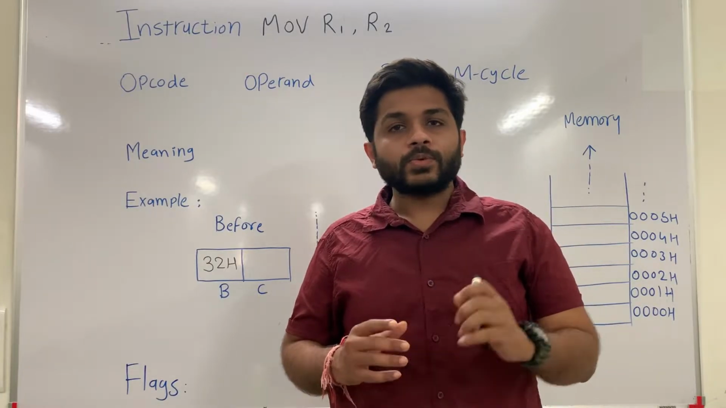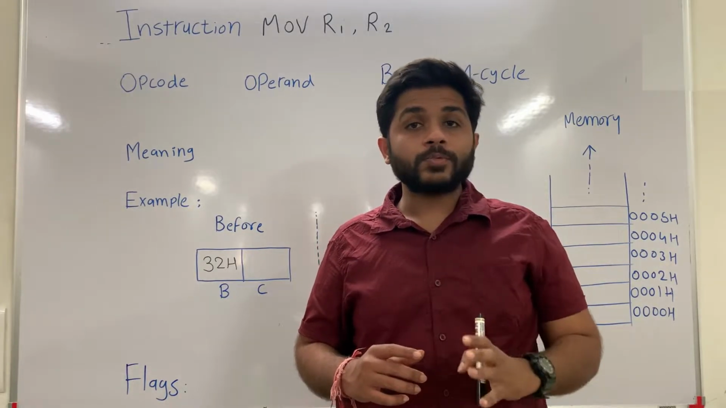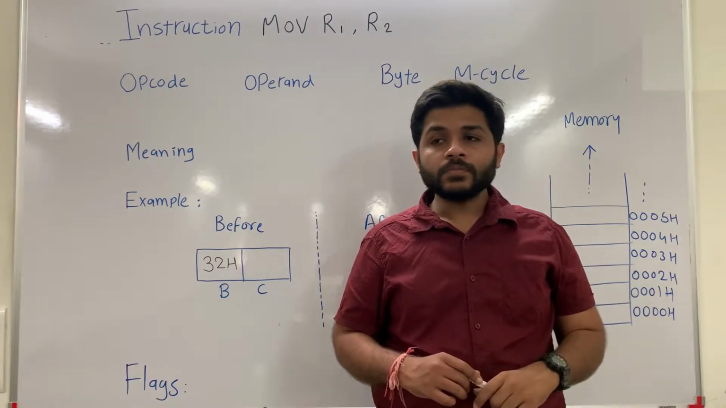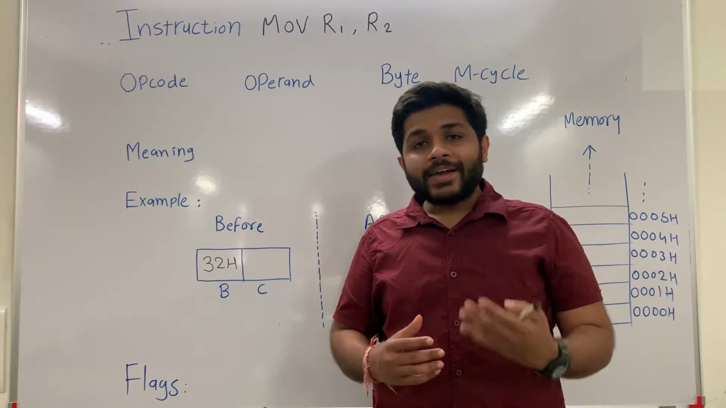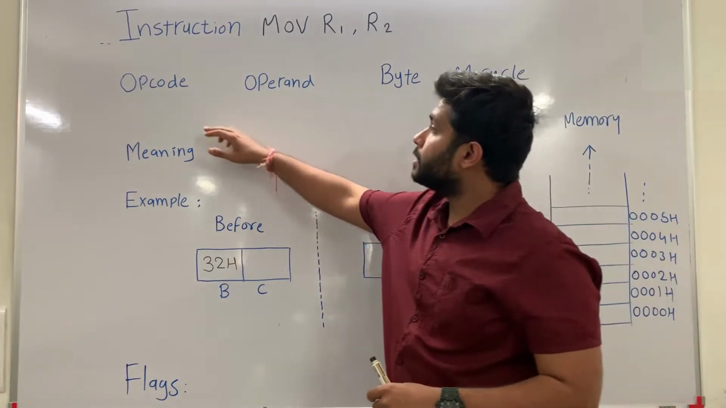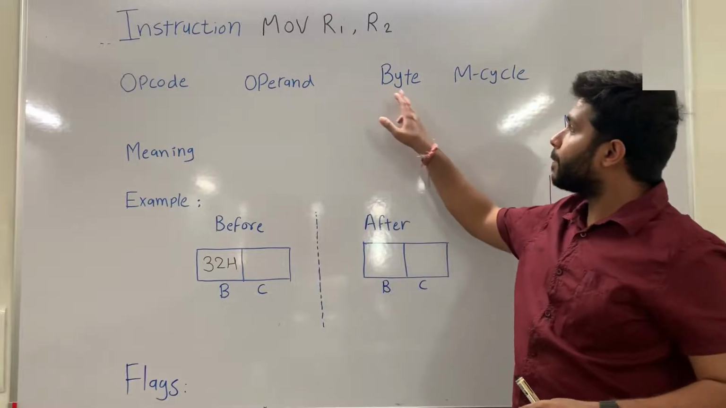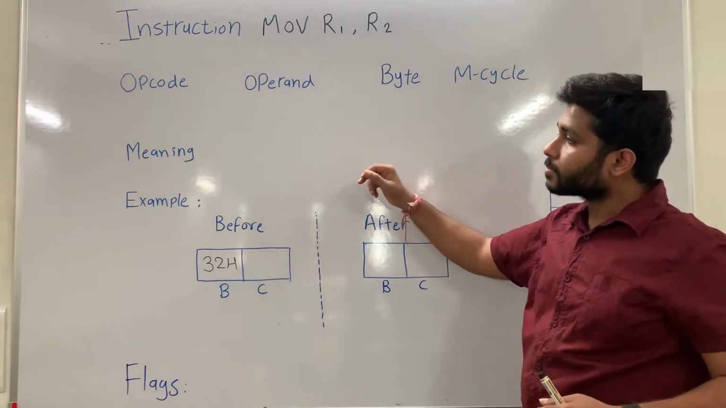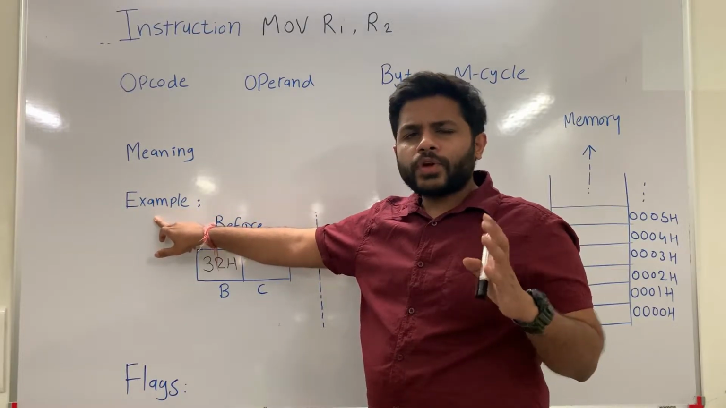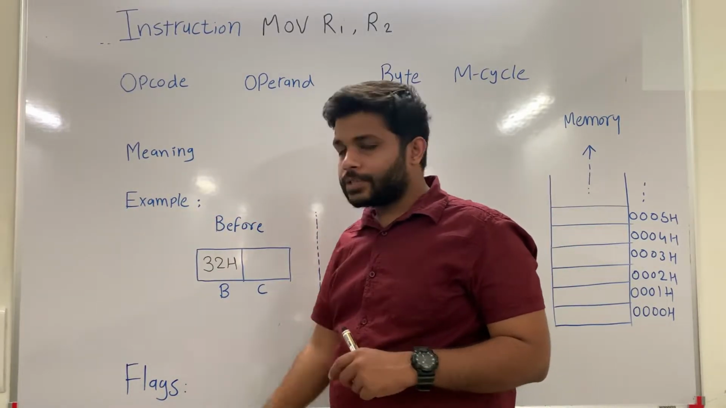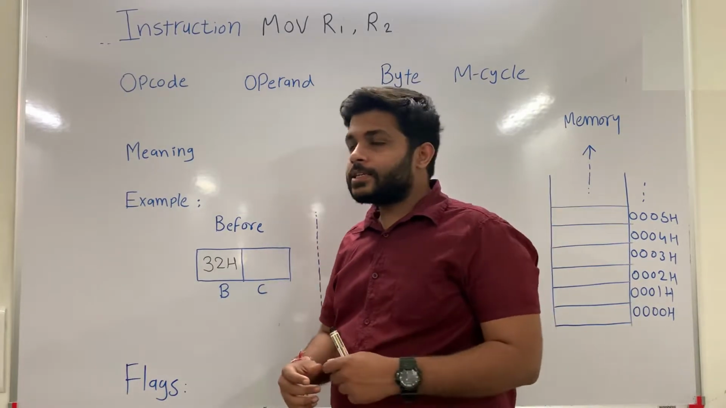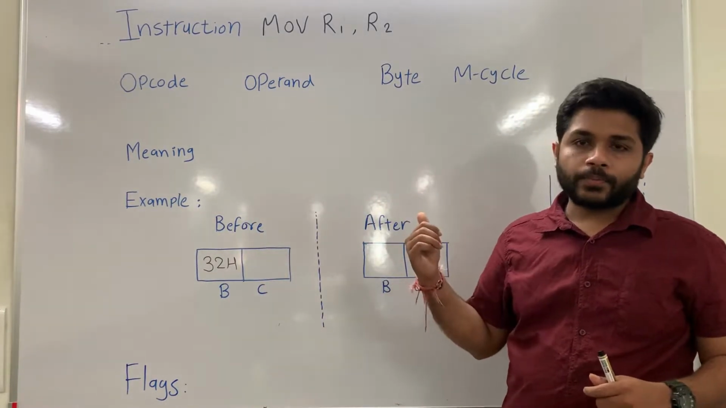Today we are going to discuss one instruction for the microprocessor 8085, that is MOV R1, R2. For every instruction we are going to discuss these many points. We will see opcode, operand, byte and machine cycle. After that we will see the meaning of that instruction. Then we are going to discuss one example, and at last we are going to see how many flags are affected. So let's see the instruction MOV R1, R2.